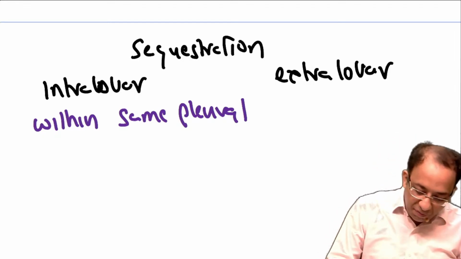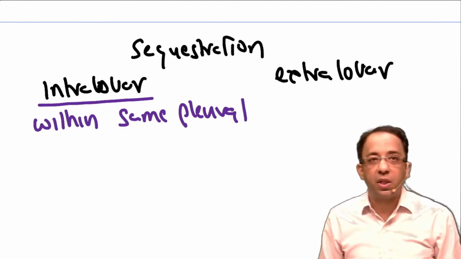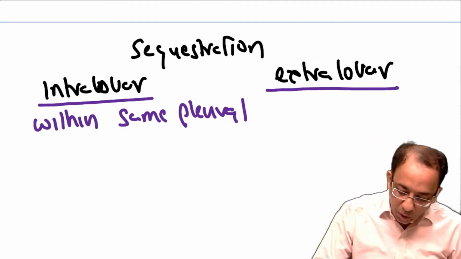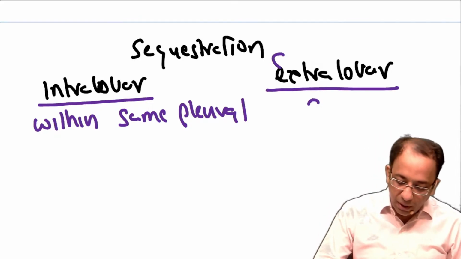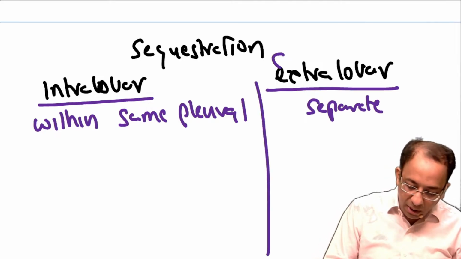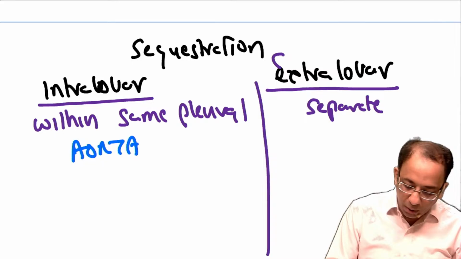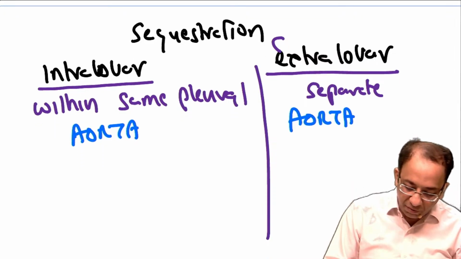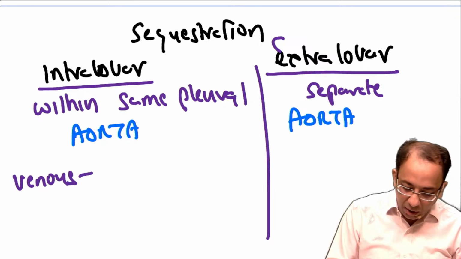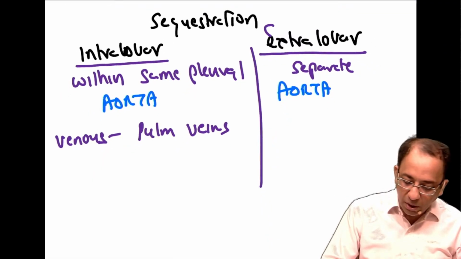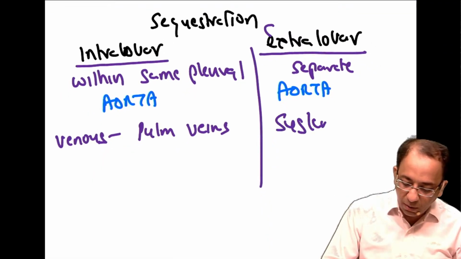So if the sequestered segment is within the same pleural covering, it is intralobar. If it has its own separate pleura, then extralobar. Arterial supply for both will be the aorta. Venous drainage will be different. Intralobar sequestration will drain into pulmonary veins. Extralobar sequestration will drain into systemic veins.